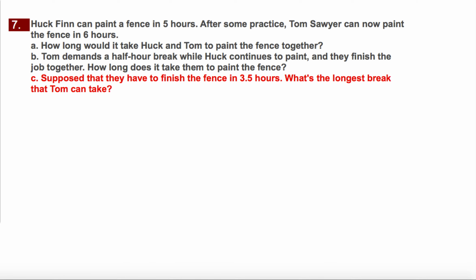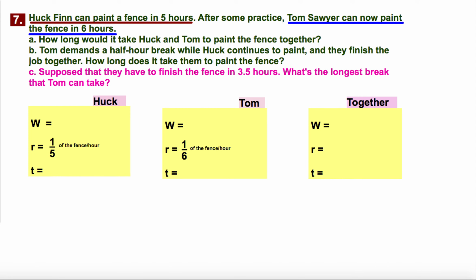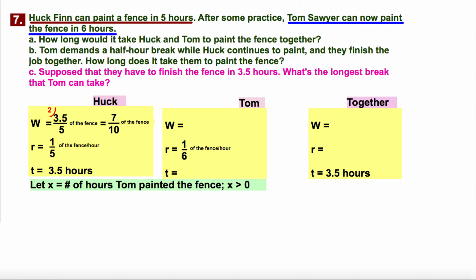Suppose that they have to finish the fence in 3.5 hours. What's the longest break that Tom can take? We construct our work rate timetables again. Huck's time, Tom's time, and the together time is 3.5 hours. Huck does 3.5 over 5 of the fence, which we amplify to simplify, or 7/10 of the fence.